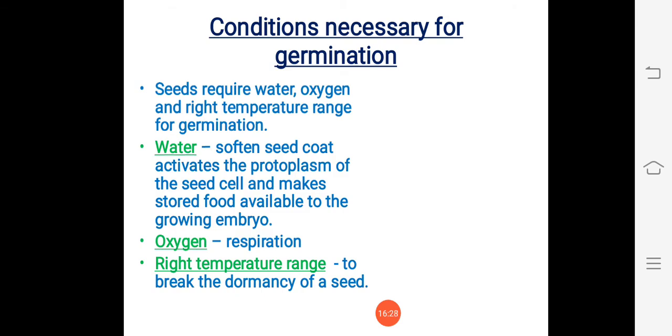The second, oxygen. The oxygen is needed by the embryo for respiration. The third element, right temperature range. The right temperature range is necessary to break the dormancy of a seed. What does dormancy mean? It is a resting period of seed. So when the seed gets water, oxygen and right temperature range, the seed breaks the dormancy and it is activated for germination.